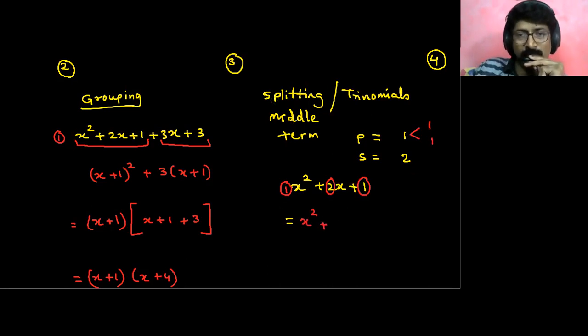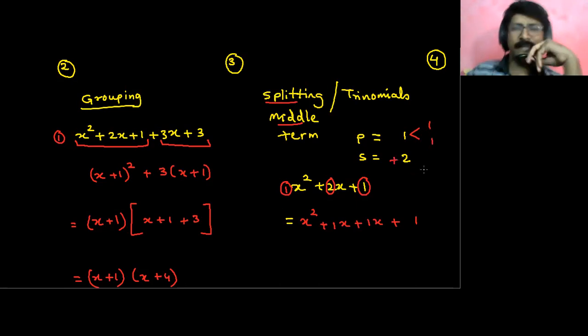Why is it called splitting the middle term? Now you'll understand. I am splitting this 2x as 1x plus 1x, and plus 1. Now look at this, if we multiply 1 into 1, you get positive 1, and if you add this, you're going to get positive 2. Are you getting it? And this is what is called splitting the middle term. We split 2x as positive 1x plus positive 1x.